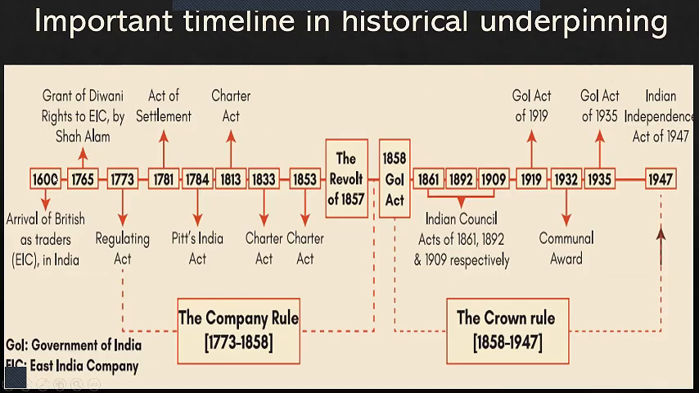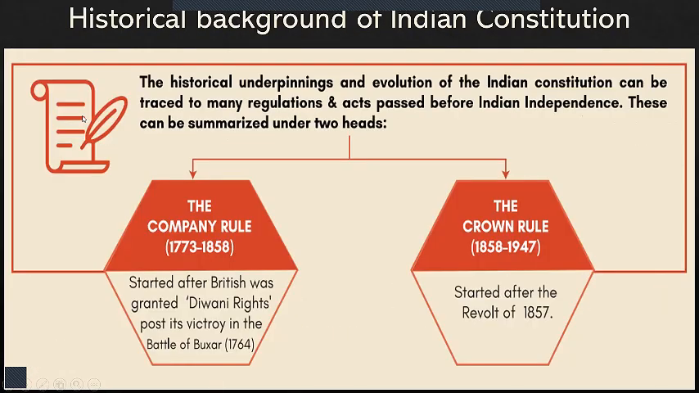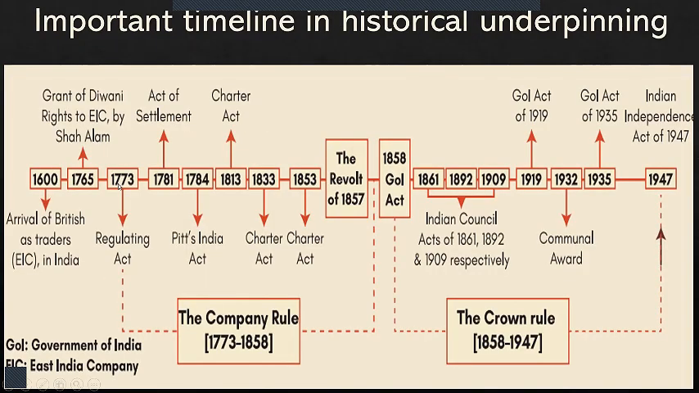So in 1600, the arrival of the British as traders in India. Obviously the East India Company, EIC. Here I have written East India Company. So the arrival of Britishers happened in 1600. In 1765, the grant of Diwani rights to the East India Company by Shah Alam. Obviously, that happened after the Battle of Buxar. Okay, then in 1773, the Regulating Act came.